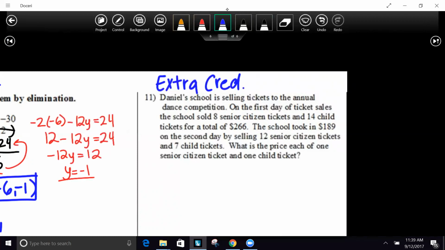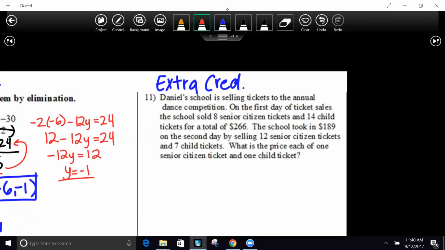Daniel's school is selling tickets to an annual dance competition. On the first day, the school sold 8 senior citizen tickets and 14 children tickets, at a total sale of $266. The school took in $189 the second day by selling 12 senior citizen tickets and 7 children tickets. What is the price of each senior citizen and child ticket? So we have to set up the equations. Each sentence roughly estimates an equation.